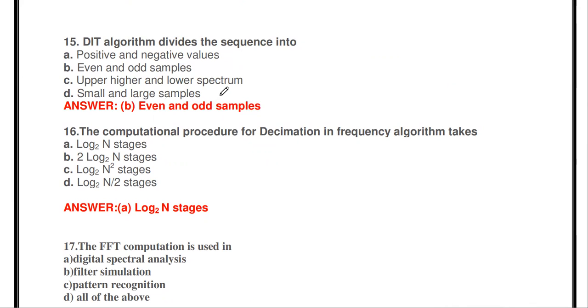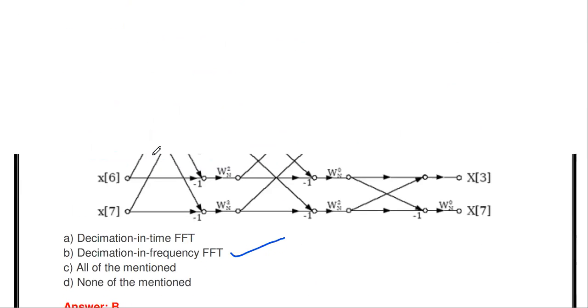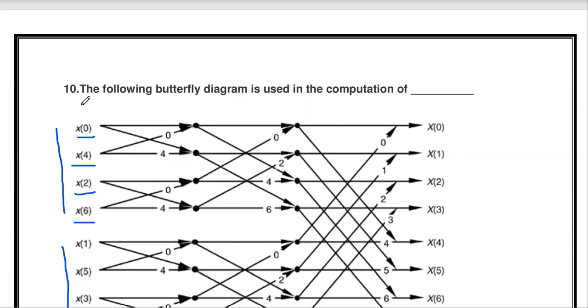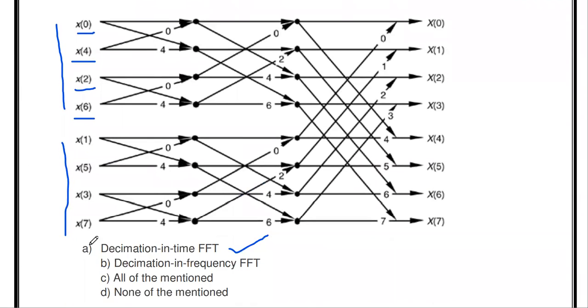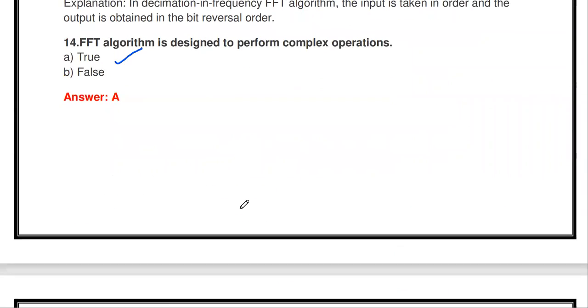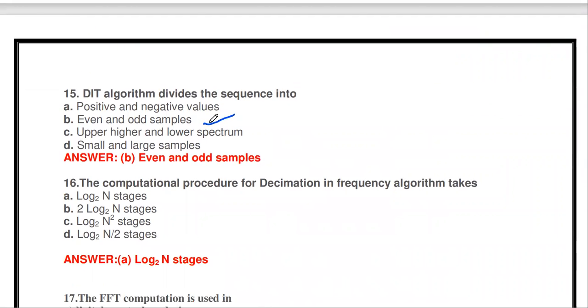In DIT algorithm, the DIT algorithm divides the input x of n into even and odd samples. Okay, so in DIT algorithm, you see the diagram. This is the DIT diagram. In DIT diagram, first we are splitting even indexed values. This is the odd indexed value. Even samples and odd samples are separated and we process them. Okay, so in DIT algorithm, the even samples and odd samples are divided.